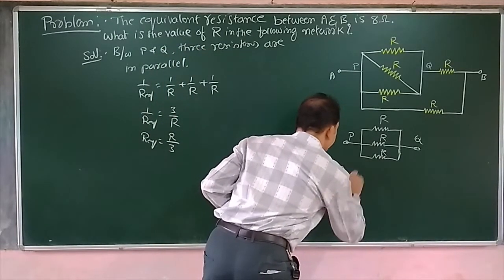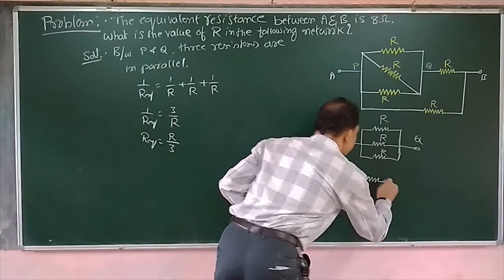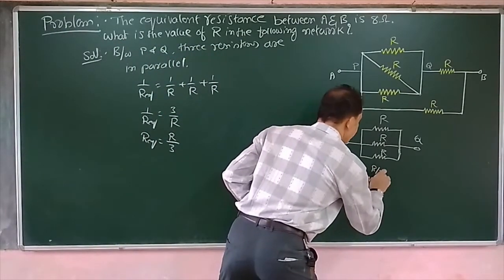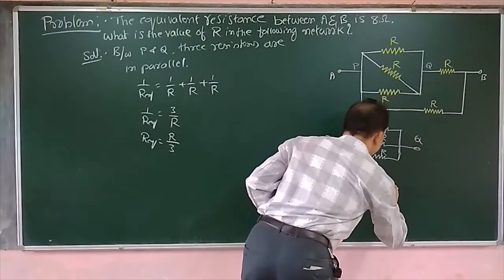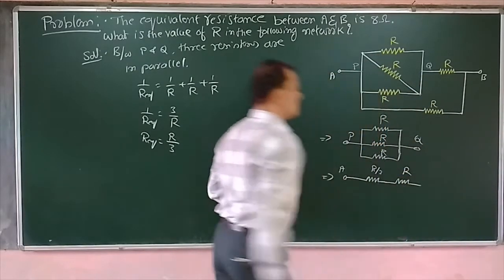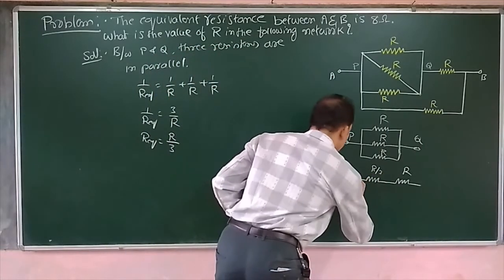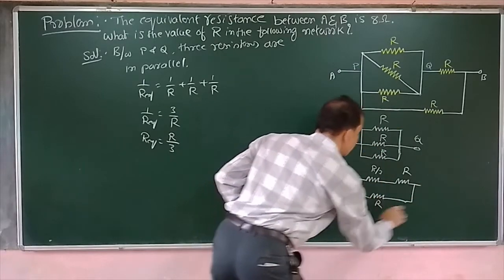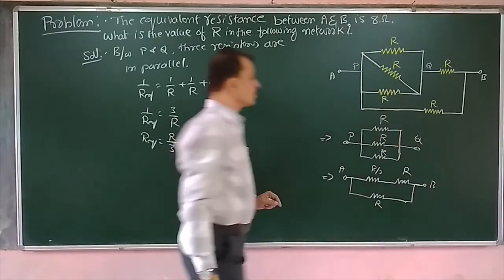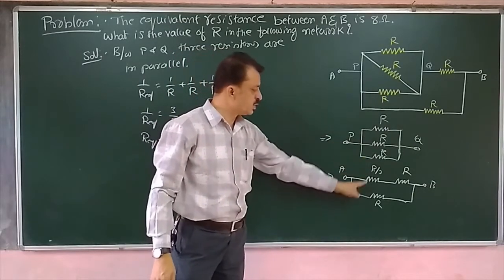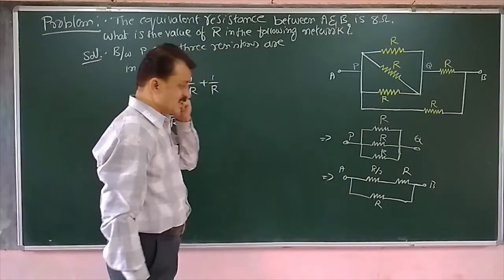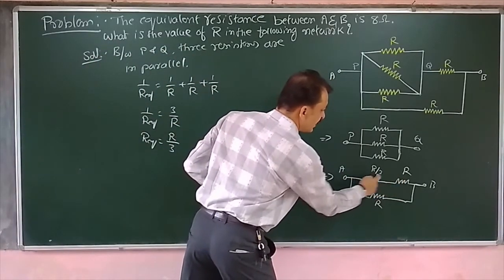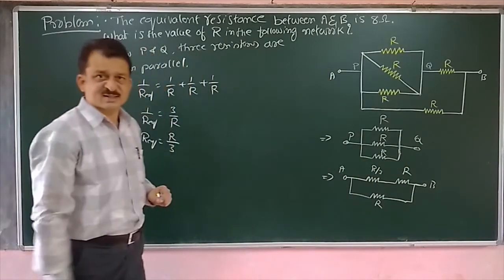look here, this is terminal A. Now I am having a single resistor here whose resistance is R by 3. And at this point I am having one more resistor whose resistance is R. Across the two we are connecting one more resistor, that is one more R. Now this is terminal B. Now this circuit is reduced to this format, having 3 resistors. Now look here carefully. In the first branch, R by 3 and R are in series.